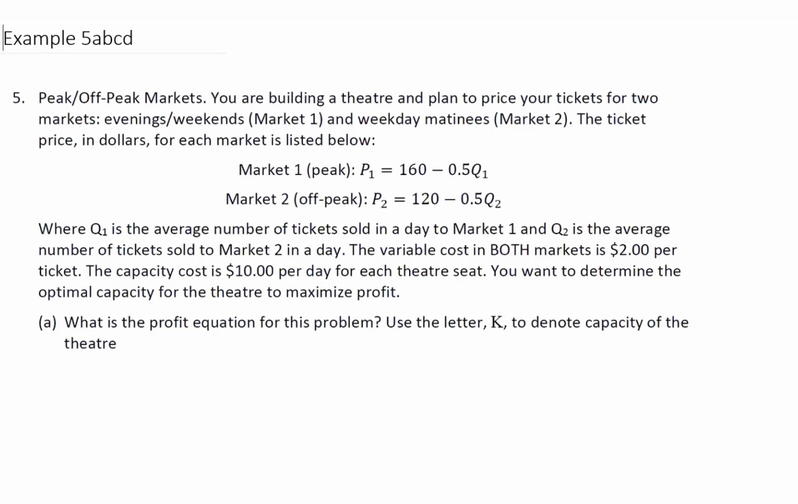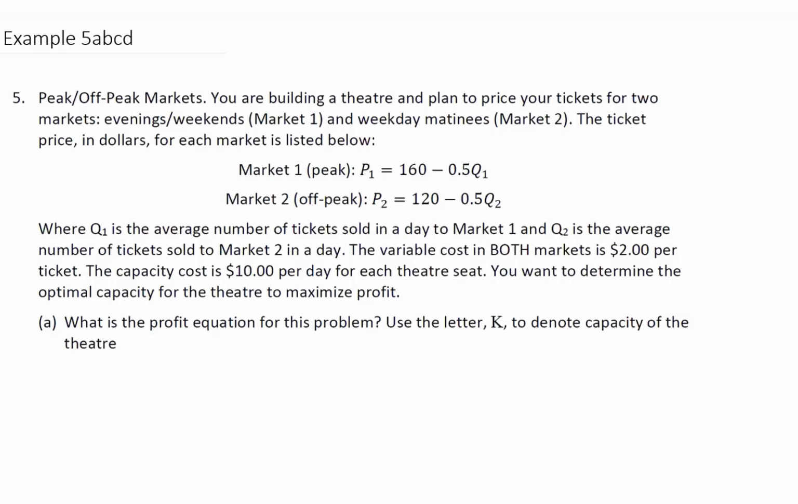So now we are going to be dealing with peak and off-peak markets. You are building a theater and plan to price your tickets for two markets: evenings and weekends are market 1, and weekday matinees are market 2. The ticket price in dollars for each market is listed below.